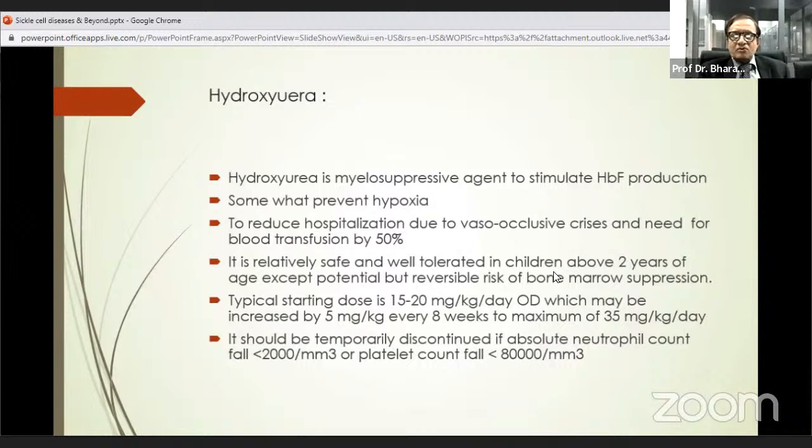of bone marrow suppression. The typical starting dose of hydroxyurea is 15 to 20 milligram per kg per day once daily, which may be increased by 5 milligram per kg every 8 weeks to the maximum dose of 35 milligram per kg per day. It should be temporarily discontinued if the absolute neutrophil count falls below 2000 and the platelet count falls below 80,000 per cubic millimeter.